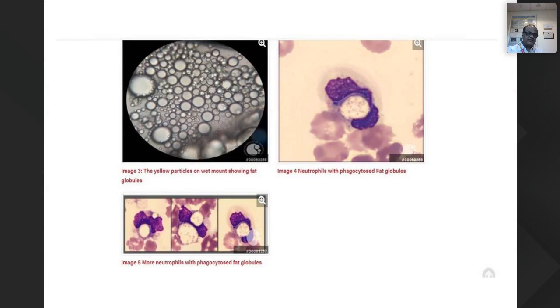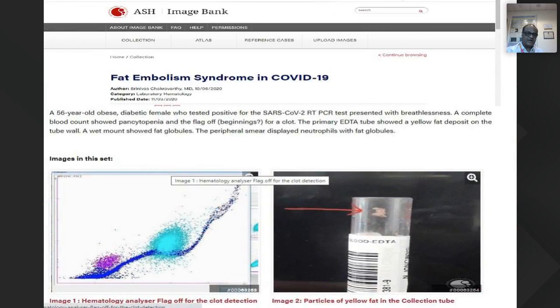Let us see the CellaVision images. The CellaVision images show huge fat globules which have been engulfed by these neutrophils. This is amazing. Such beautiful cells which are very rare but of clinical importance. This CellaVision is able to bring it out and produce it to your eyes to say that even a beginner can say that these cells are abnormal, and you can suddenly get this at any point of time in your career. So this also got published in the ASH, and we published this as a fat embolism in a COVID case. You can see this has been uploaded in the ASH image bank.